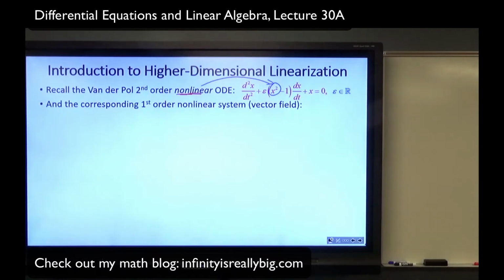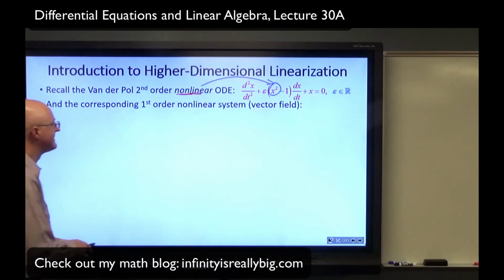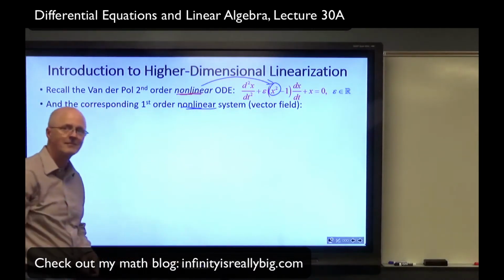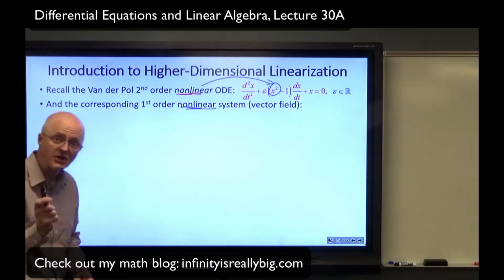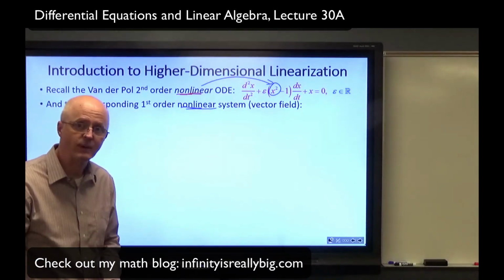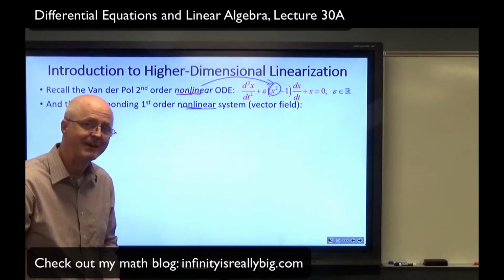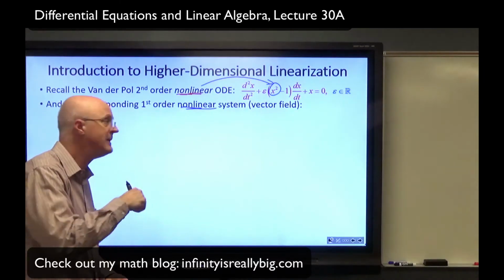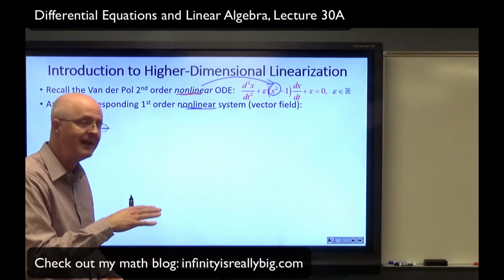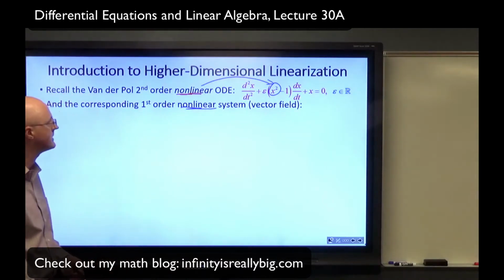What's the corresponding first order nonlinear system? Still nonlinear. It's a vector field. It is autonomous this time. The previous one we were just looking at was non-autonomous. It depended on t on the right-hand side. Here we do not depend on t on the right-hand side, only x and y, a new variable that I'm going to introduce.